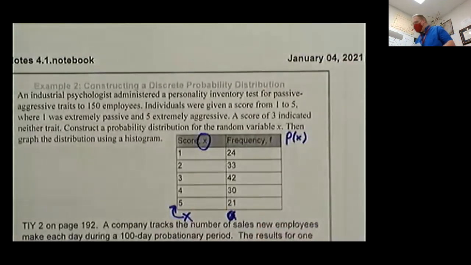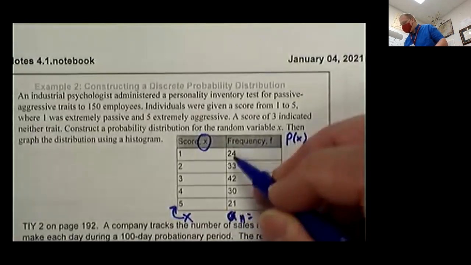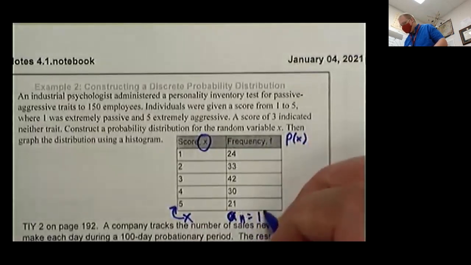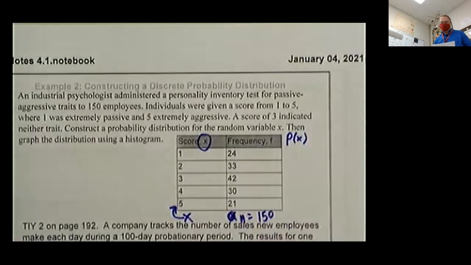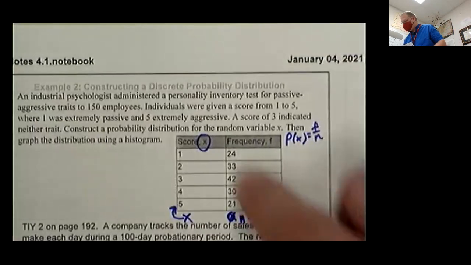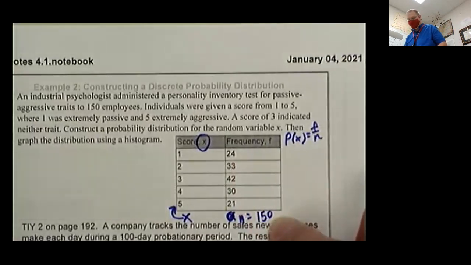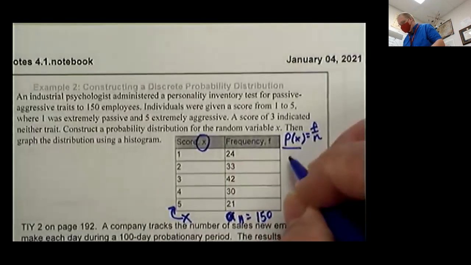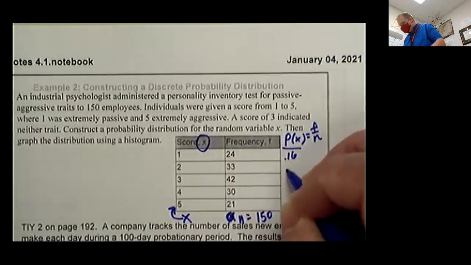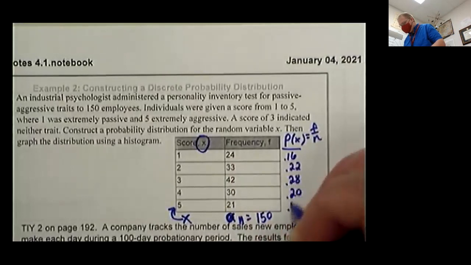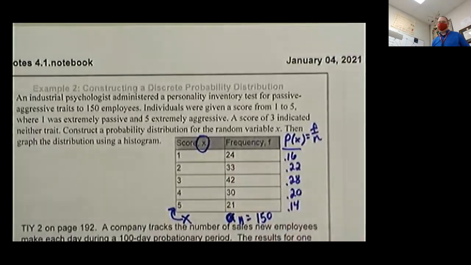And to do that, we're just going to add up all the scores. So 24 plus 33 plus 42 plus 30 plus 21, that gives us our total. That's our n. That is 150. Then we can go back and find our probability of x, which is just our frequency divided by n. So we're going to take all these numbers, divide by 150. So get your calculator, see if you can beat me and do this. So this gives us 0.16, 0.22, 0.28, 0.20, 0.14. These all came out to 2 decimal places. Usually we'll go to 3 decimal places, but these just happen to come out to 2 decimal places.